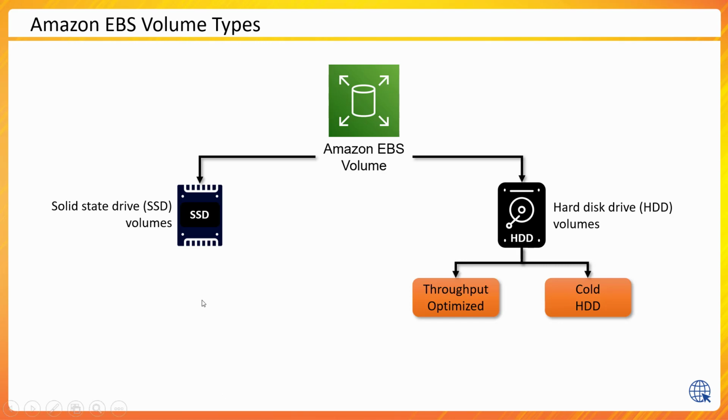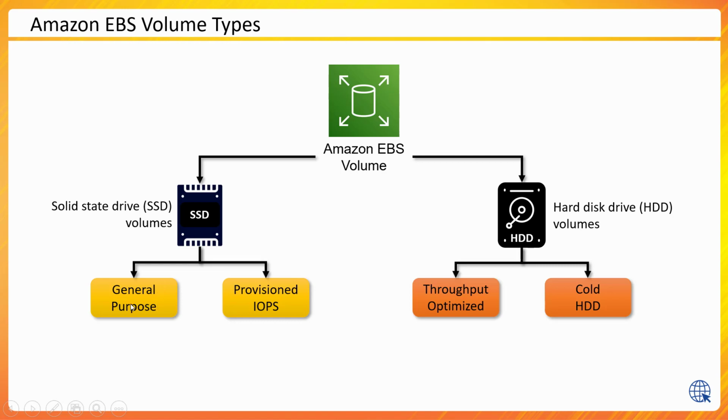If I come to SSD, here we have more bifurcation. One is called general purpose SSD and another is called provisioned IOPS. General purpose, as the name says, gives you a balance of performance. Whereas provisioned IOPS is for applications where you need the highest throughput and lowest latency, and you want a guaranteed performance in terms of input output per second. That time you would use provisioned IOPS storage.